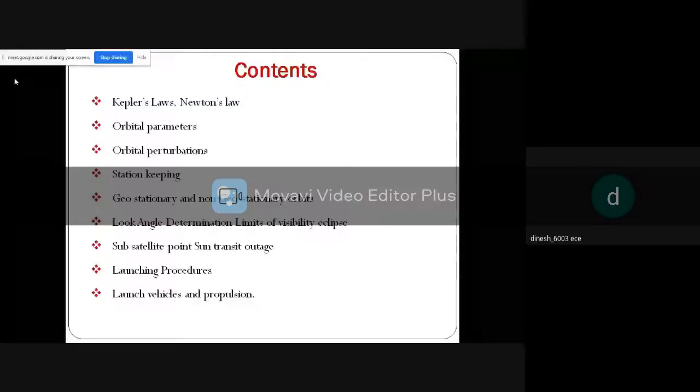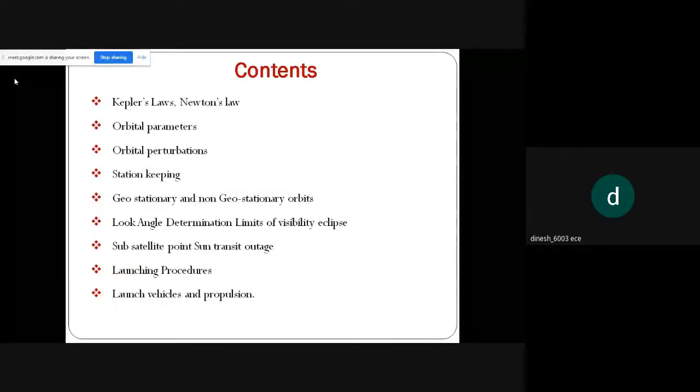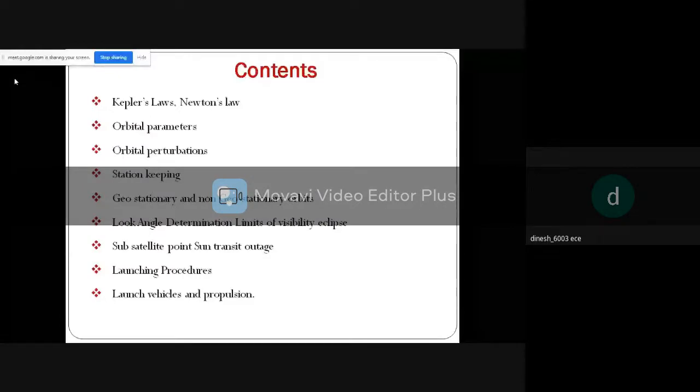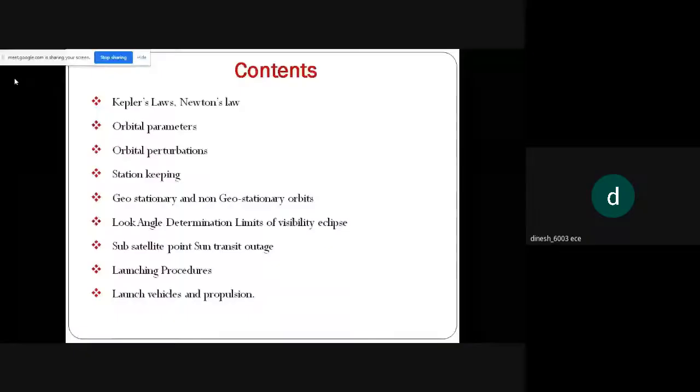What are they? We are going to see about the look angle determination and the limits of visibility during an eclipse, followed by subsatellite point and the sun transit outage. Then we'll be seeing the launching procedures of a satellite into space, followed by launch vehicles and propulsion. So these are the contents of unit 1 and in this presentation also.